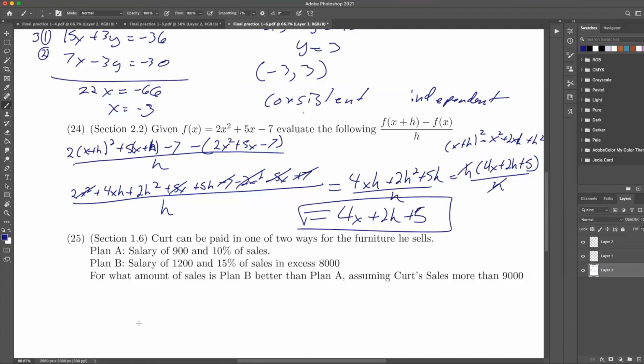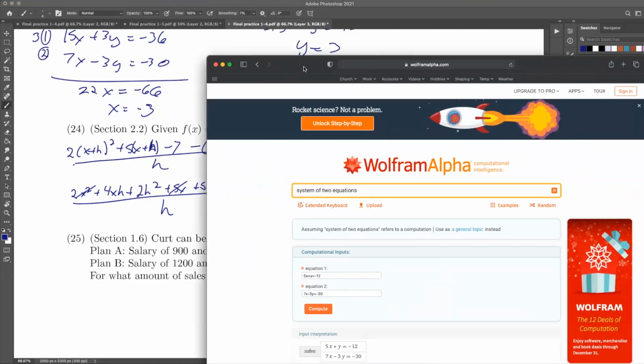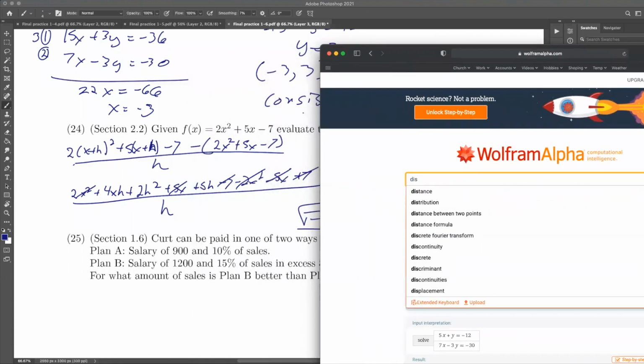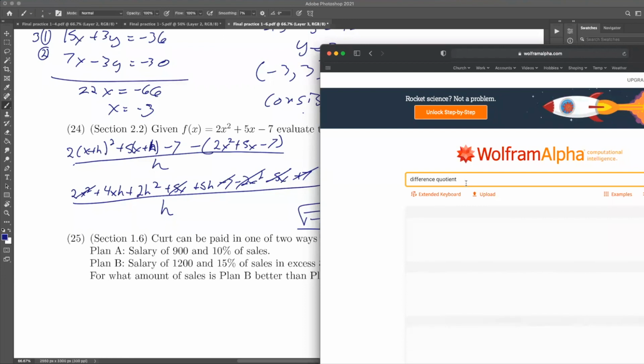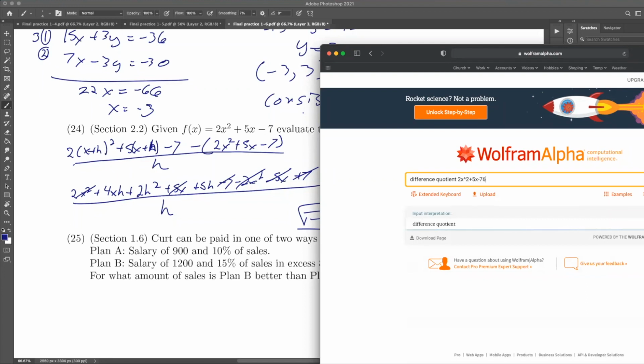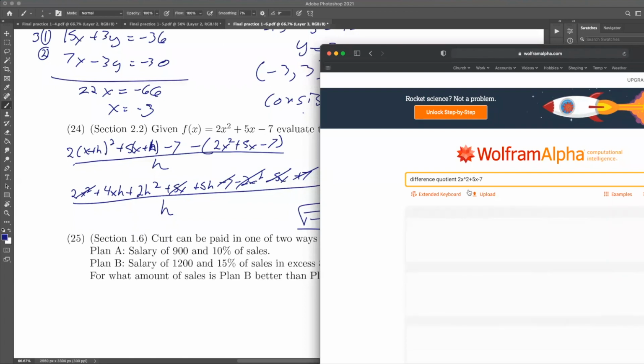Okay. Now can we check this? Sure. Here we can just type all this into Wolfram Alpha. I don't even know if this thing does difference quotient. Oh, it does difference quotient. Can we just type it in? Is it just that smart? I'm super curious. We'll see if it can do it.